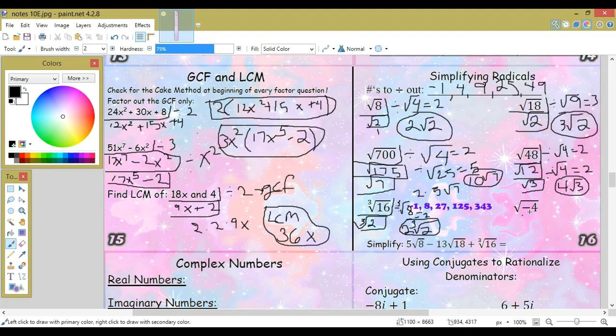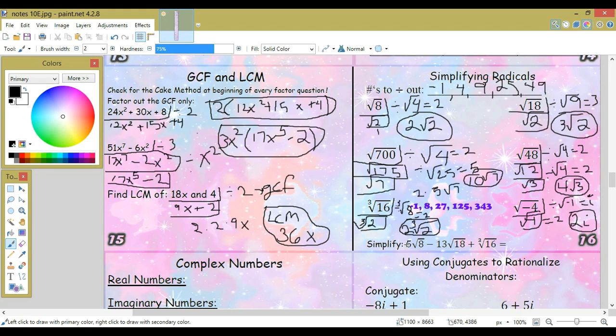And let's look at the square root of -4. This one we can take out a -1. 4. The square root of 4, we know that it is 2. The square root of -1 is an imaginary number that we call I. So the answer is 2I.